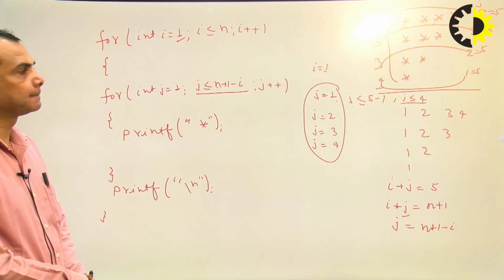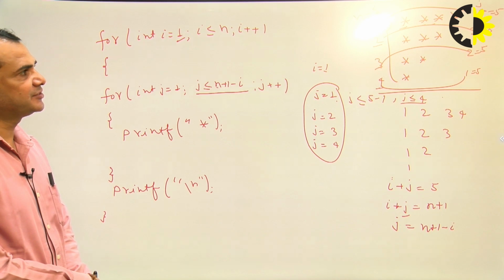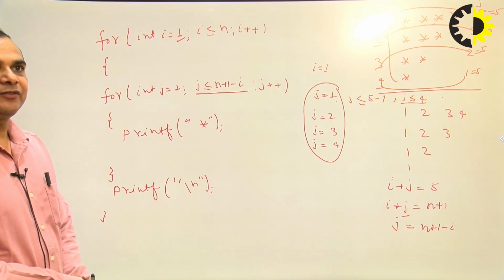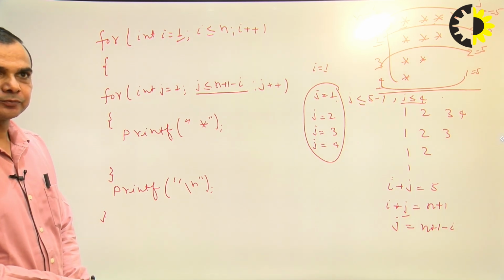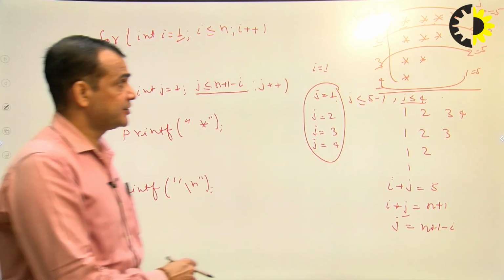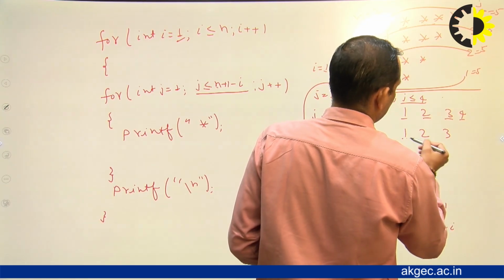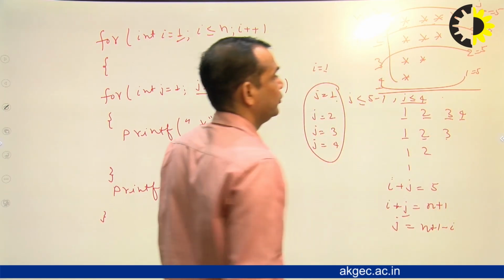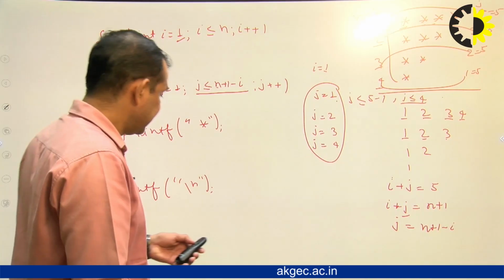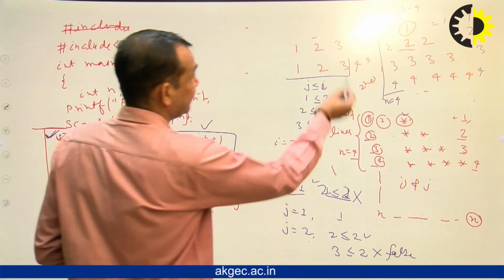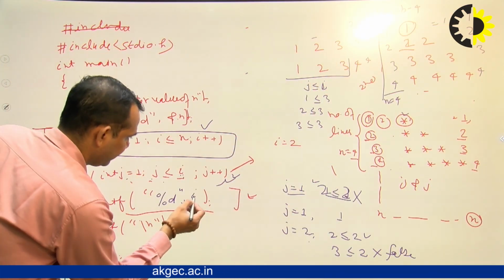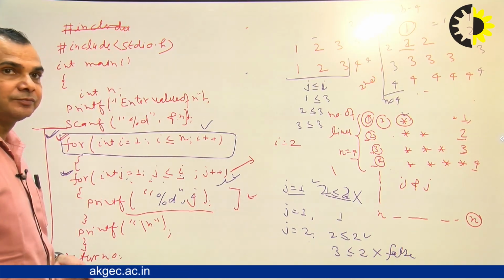Is it clear? So we have to find out a relationship between these stars and print the values. Similarly here, instead of the star, we now have to print the values 1, 2, 3. So again in this problem, when we have to print the values 1, 2, 3, here we have to print j.